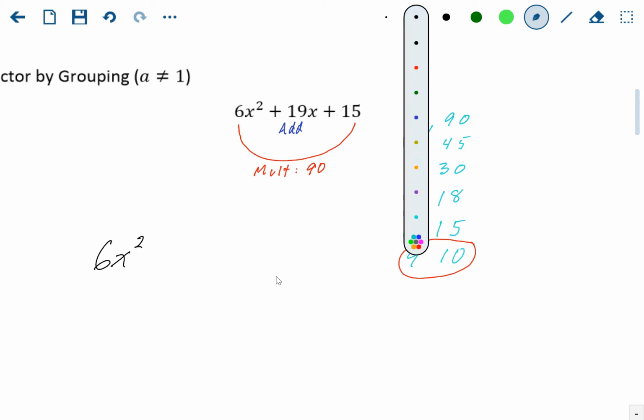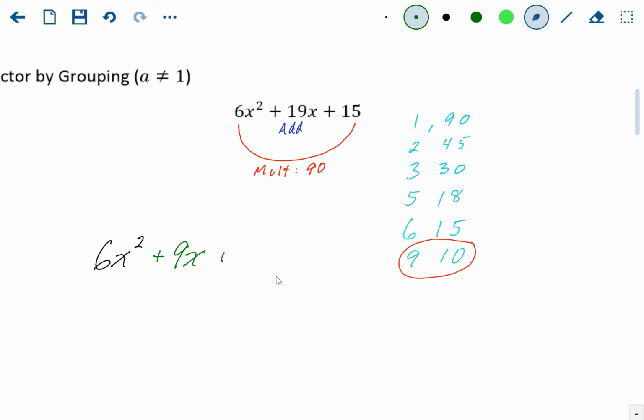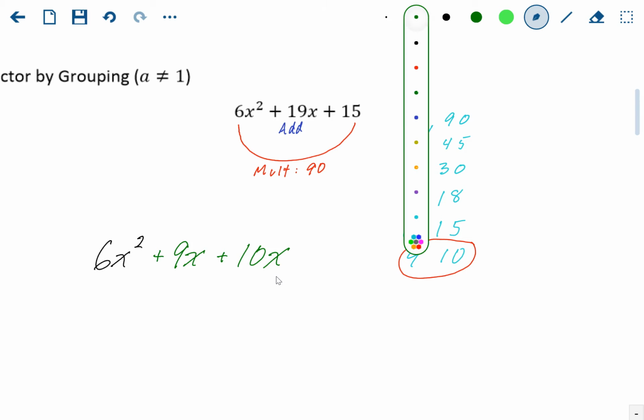The second term, the middle term, is going to get split up. We're going to rewrite the second term as 9x plus 10x. And the reason we can do that is because 9x plus 10x is 19x, so we're not actually changing the problem. We're making it a little longer, expanding it a little bit, which is going to help us later. And then plus 15 at the end.